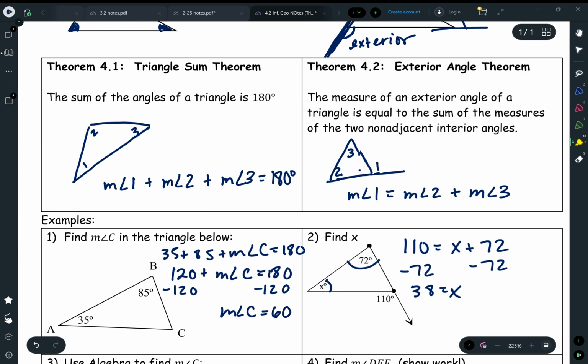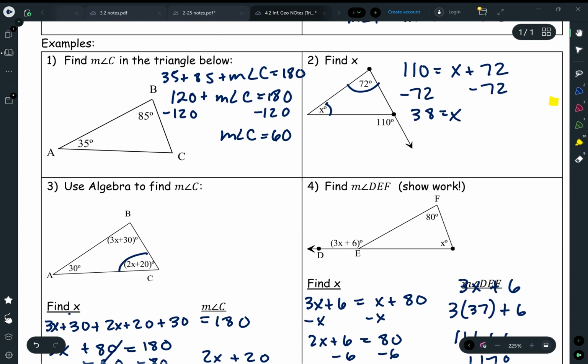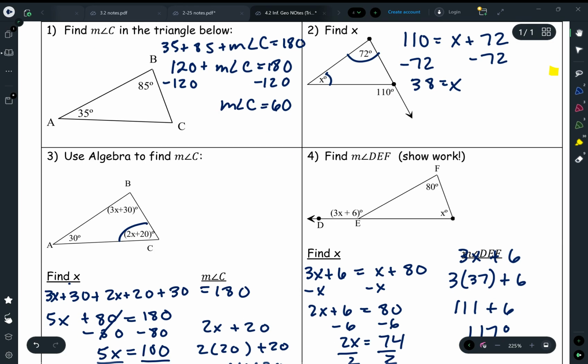One is where we're adding the angles in a triangle together and we're getting 180. The other one's this weird one where we take an exterior angle and it's going to be the two interior angles added together. There are other ways to solve these problems, but the exterior angle theorem is definitely going to be your easiest way. And then for our last step on our notes, we looked at a bunch of examples where we used the triangle sum theorem and the exterior angle theorem.